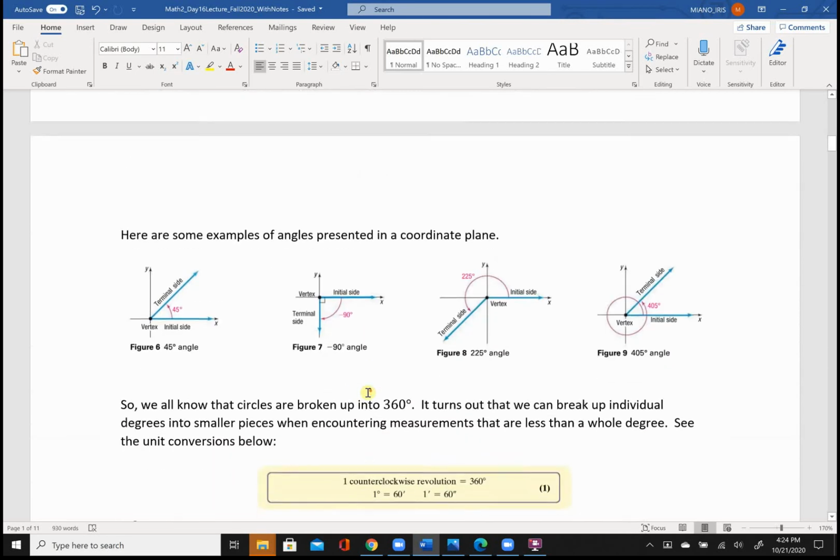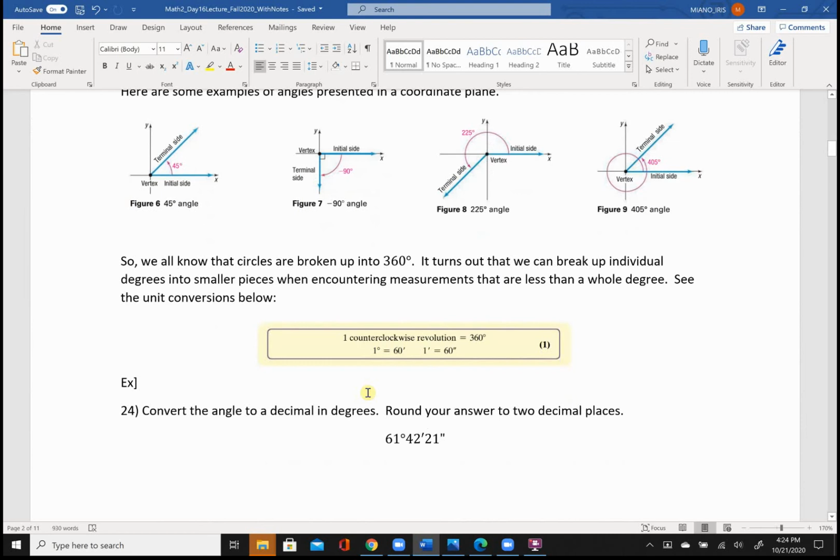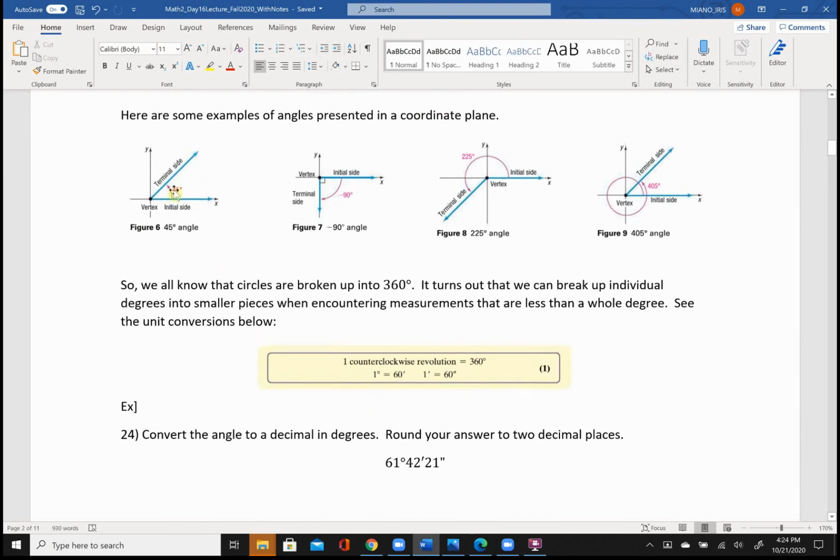great. Some more examples of angles presented in the coordinate plane. Here's a 45 degree angle, which is halfway of a swing from the x-axis right here to the y-axis in the first quadrant. If you wanted to have your swing go negative, you would just have that terminal side move from the initial side in a clockwise manner, whereas the positive angles are always moving in a counterclockwise manner.